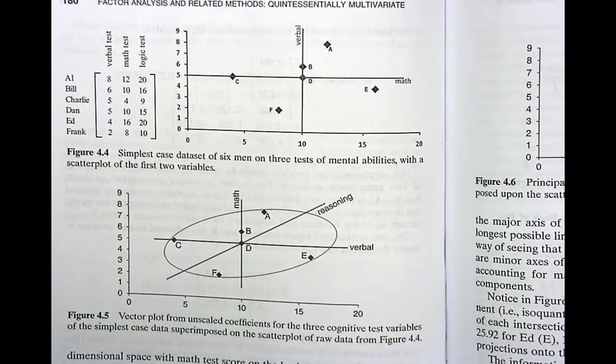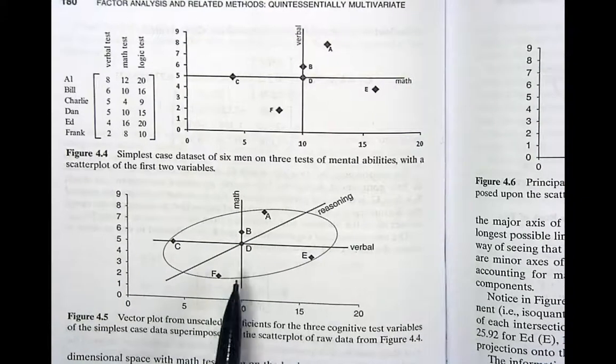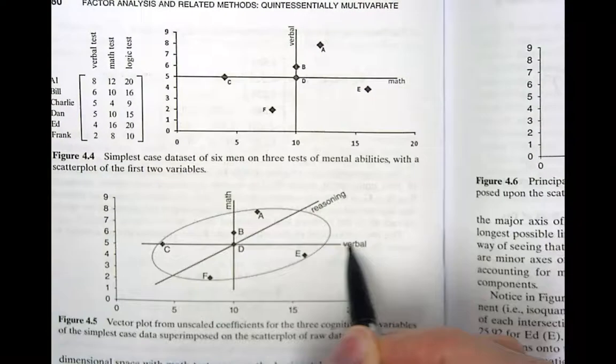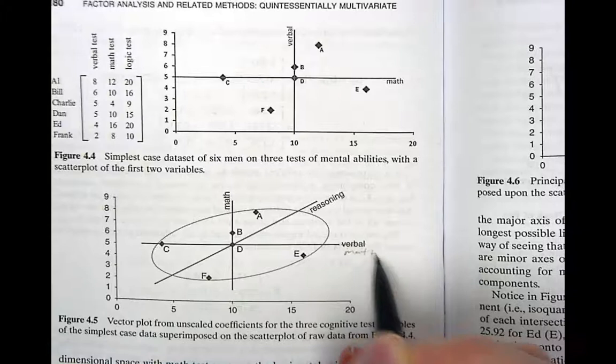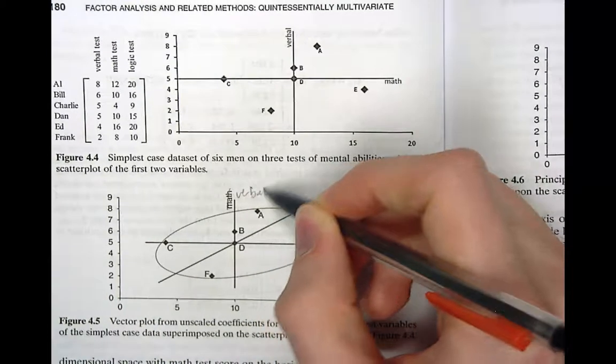Since these demonstration data were created to have linear dependency, that is, created to have a rank of 2, the third variable, the logic test, is located within the same two-dimensional space as we see here in figure 4.5. And this actually should be math, and this is verbal. I apologize for that.